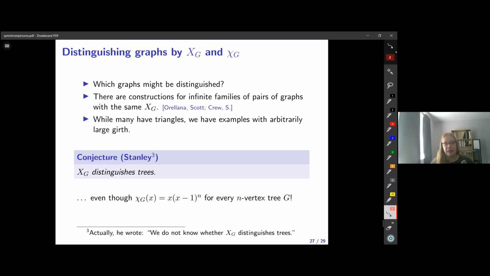Also, there's a historical inaccuracy where this is attributed to Stanley as a conjecture, but he actually just wrote, "We do not know whether xg distinguishes trees," a statement that is definitely true.